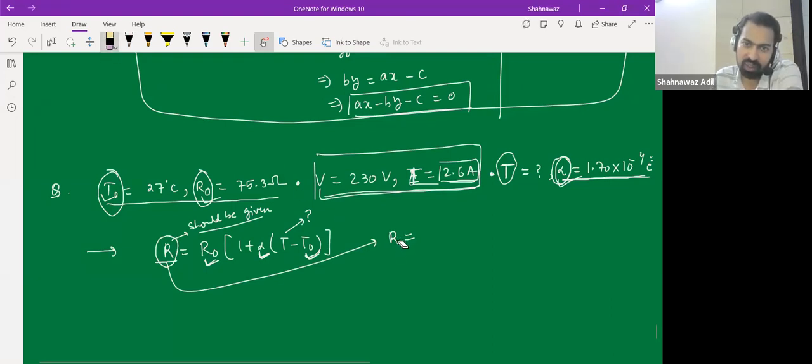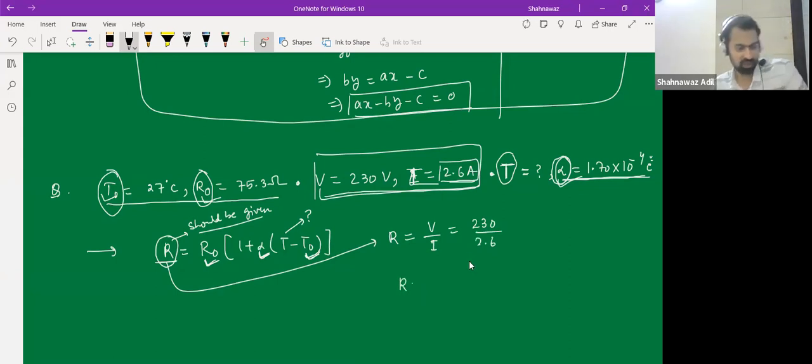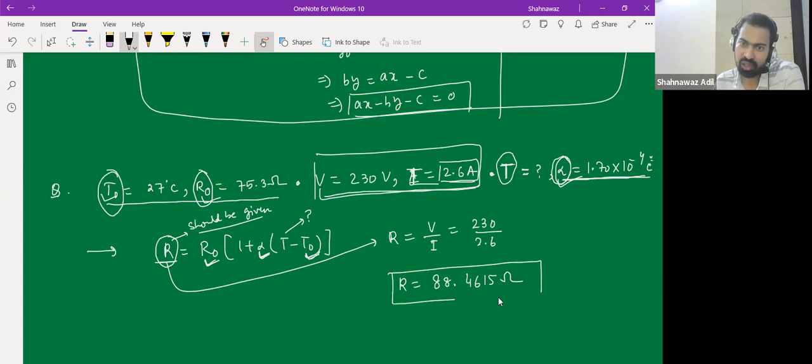So the first thing is that we need to calculate this R. This should be V by R, so R is 230 by 2.6. 230 divided by 2.6 is 88.46. You can see that due to the temperature difference, the resistance has increased to this value. So this is our new resistance, right?